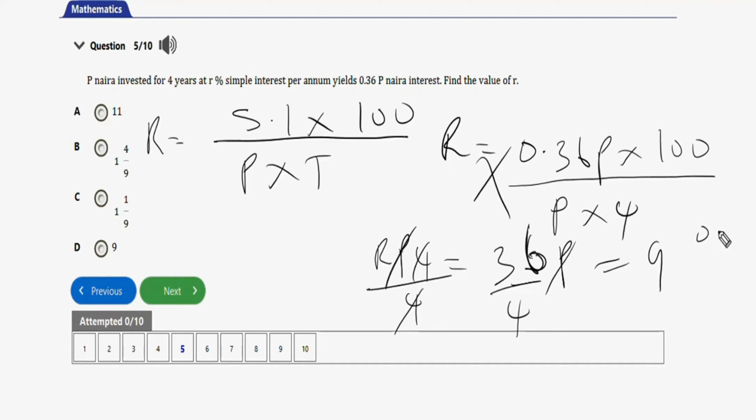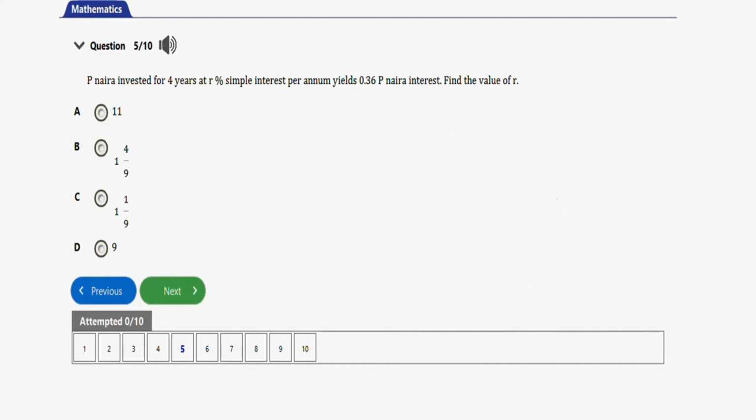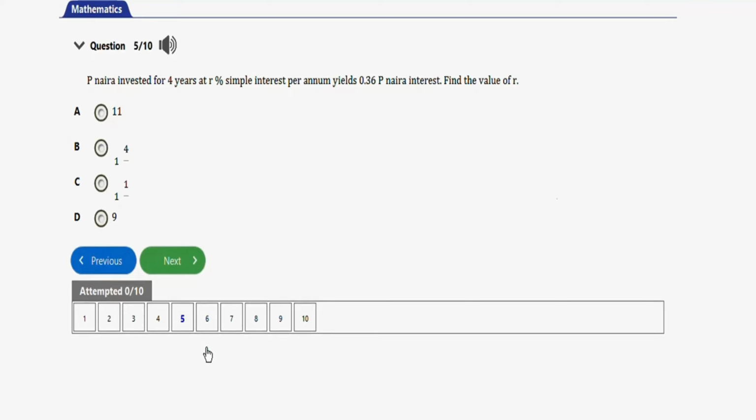We have to find the value of r, so the rate is 9%. That is for this question, guys. So let's wipe this now, so the next question. The next repeated question will be this one. It says if the simple interest on 2000 naira after 9 months is 60 naira, what rate per annum is the interest charged? Okay, so let's get the calculator and solve this.